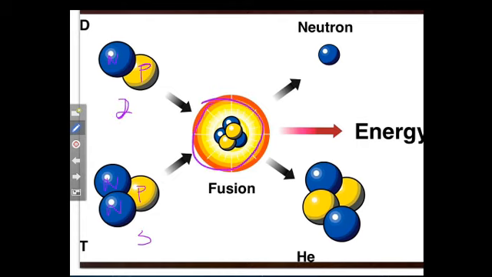The fusion reaction occurs. We get our helium atom. Okay, so that's 2He4. And then we get a neutron left over. And then, of course, a significant amount of energy from the reaction.